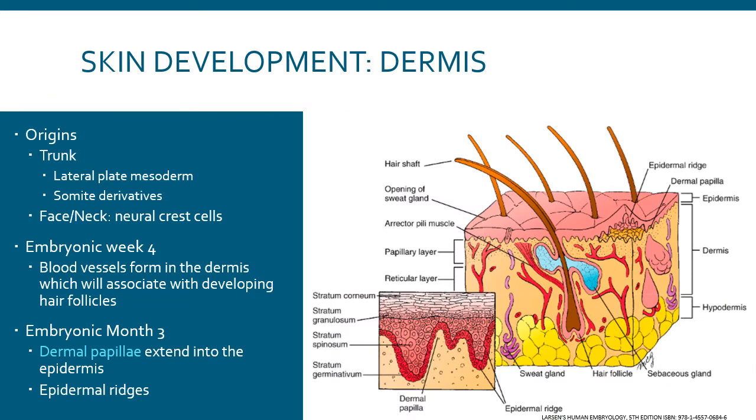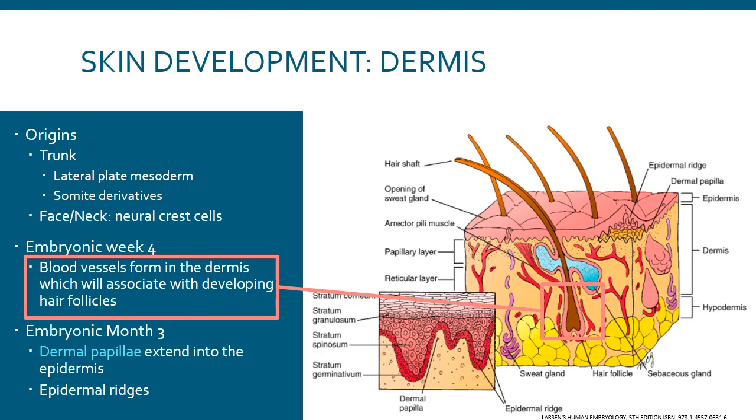So if we look back at our final skin structure, during embryonic week 4, during development of the dermis, you get blood vessels that are forming in the dermis, which will then associate with developing hair follicles. And that'll be important. That'll help provide nutrients as the hair follicles form.